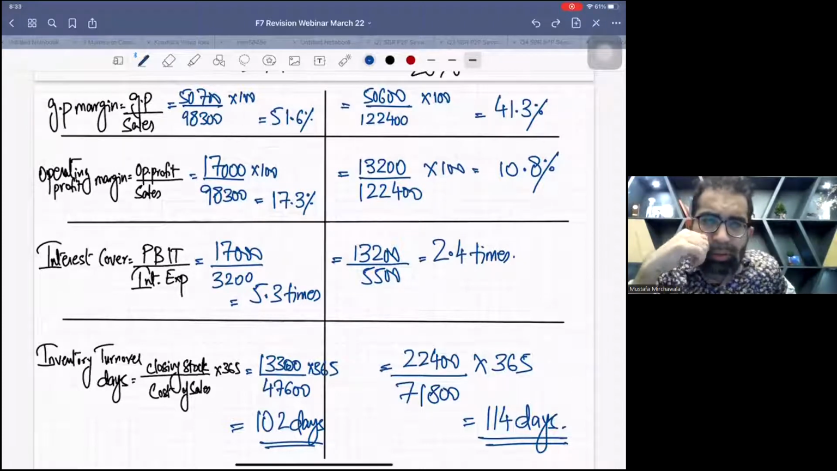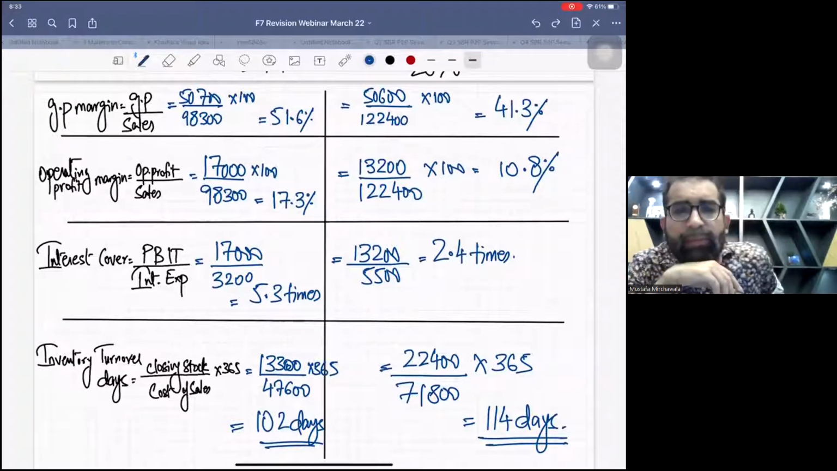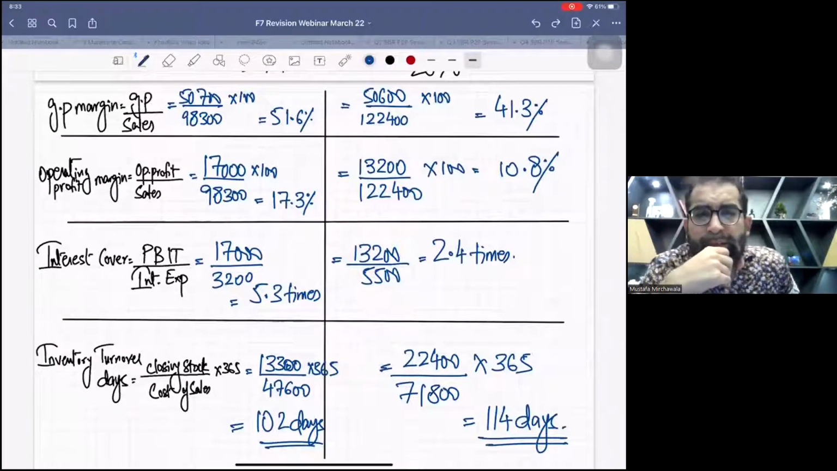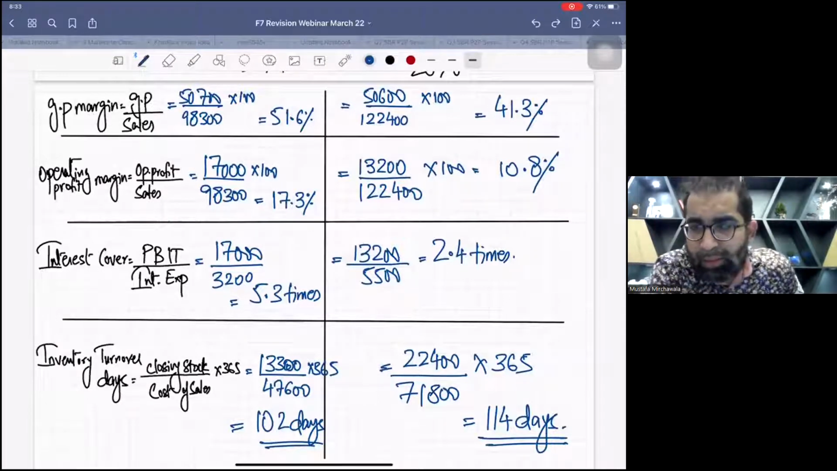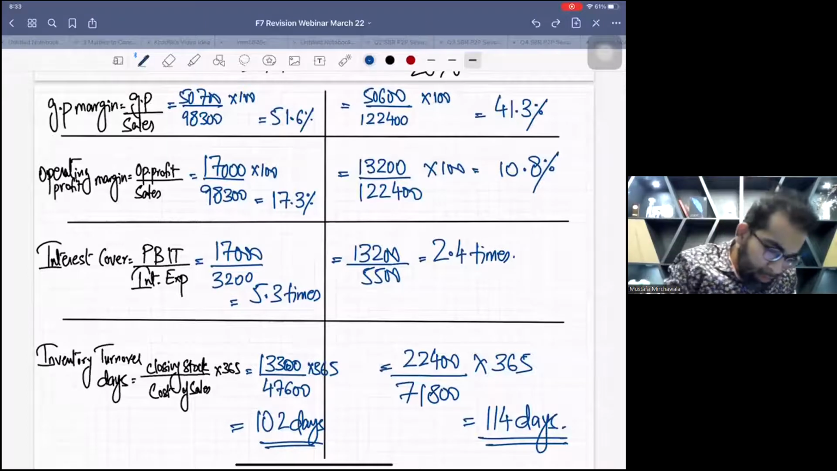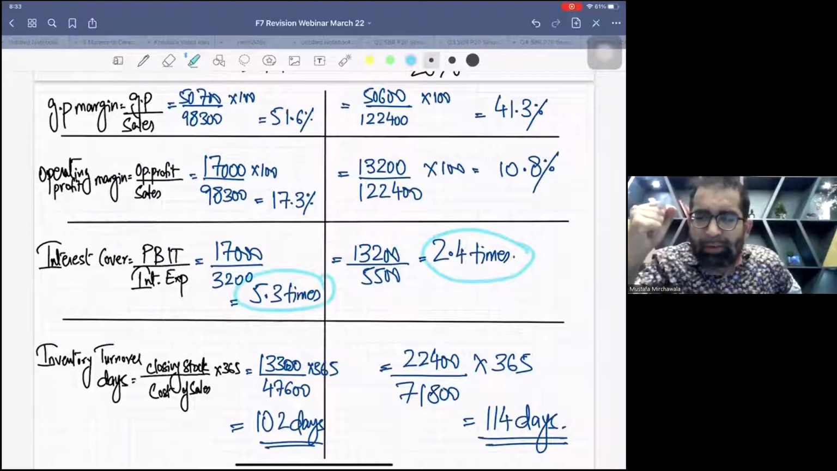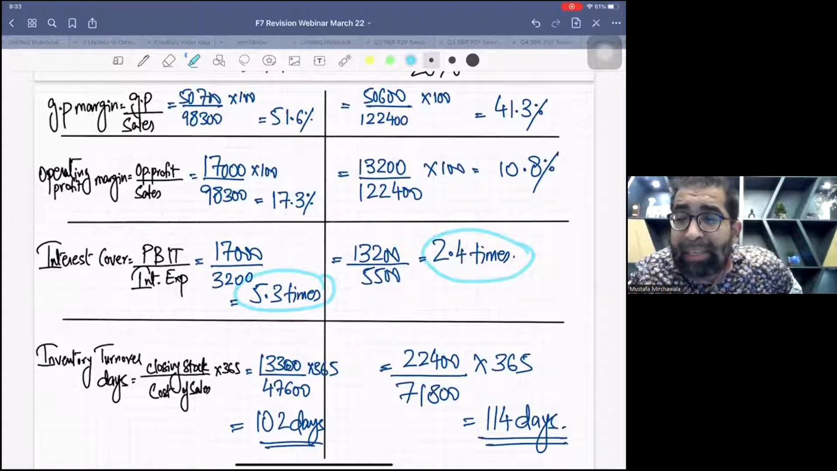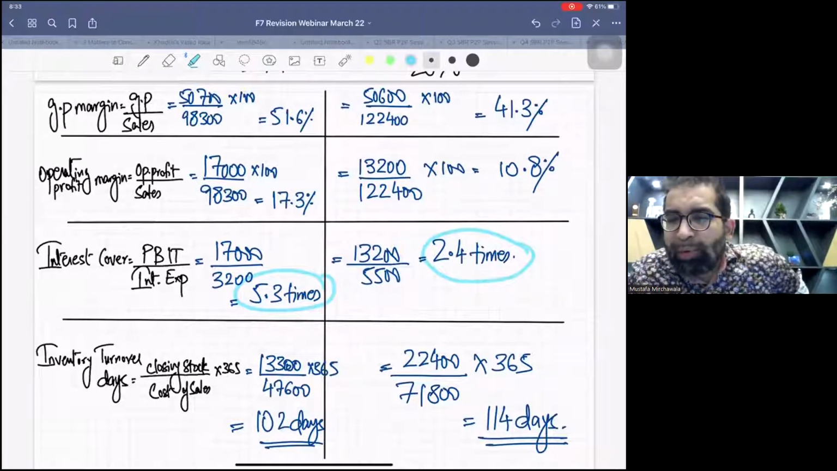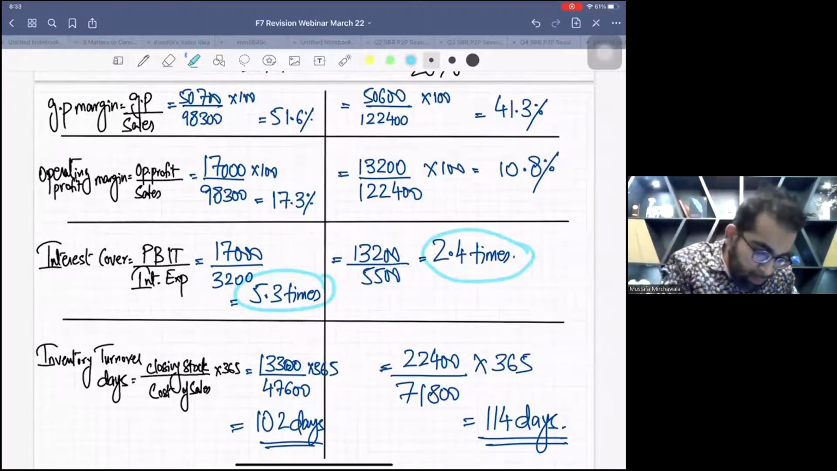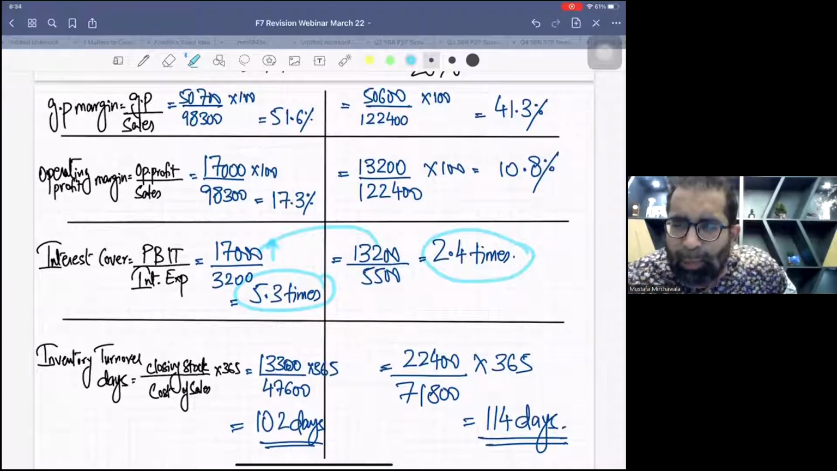Now, listen to something. Can anybody tell me why the interest cover is increasing? Previously it was 2.4 times, now it's 5.3 times, it's good. Your interest paying ability is increasing. Now, basic mathematical commentary. You know why this is increasing? Because the numerator is going up, which means your profitability is going up. That's why your ability is improving.